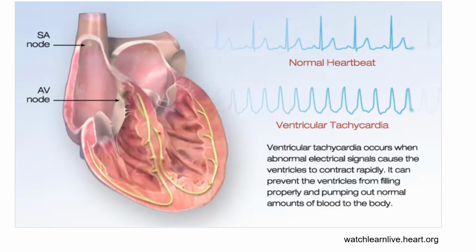This picture is from watchlearnlive.heart.org. They've got a great animation. I encourage you to go and take a look at it. And they show here, in comparison to a normal heart rate, a v-tach heart rate. So there's probably a nerve impulse down here that's bouncing around the walls of these ventricles, causing them to contract much more quickly than the SA node would have the pace set at. So this overrides the SA node, AV node, and something down here is causing a rhythm where we're seeing a really fast heart rate.